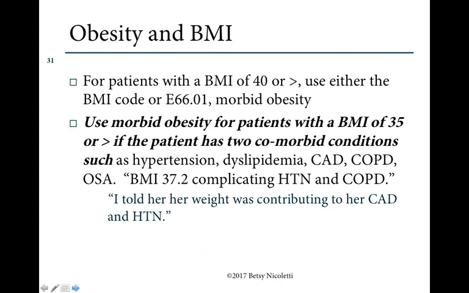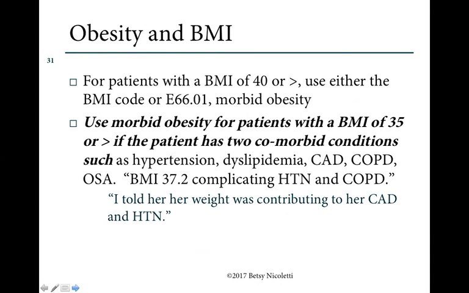They don't add together. However, it is permissible to use the code for morbid obesity for patients who have a BMI of 35 or greater, 35 to 39.9, if the patient has two comorbid conditions and the clinician, here again, it's up to the clinician, notes that those chronic diseases are affected by the obesity.